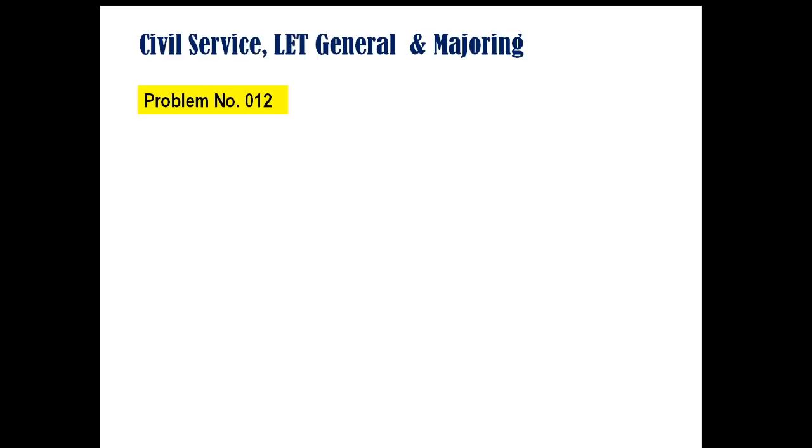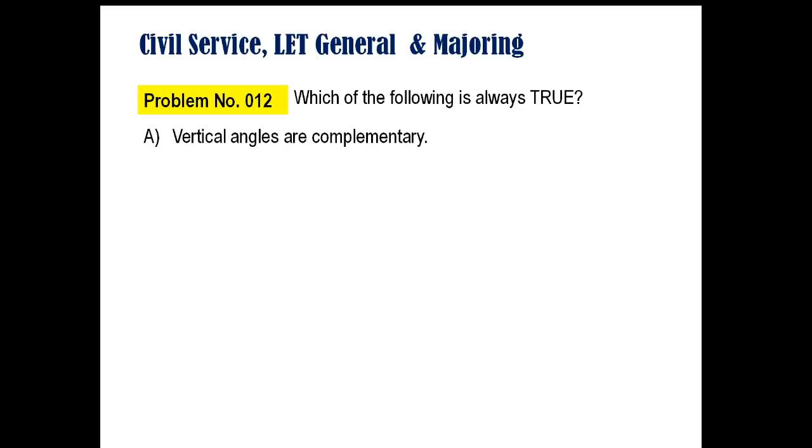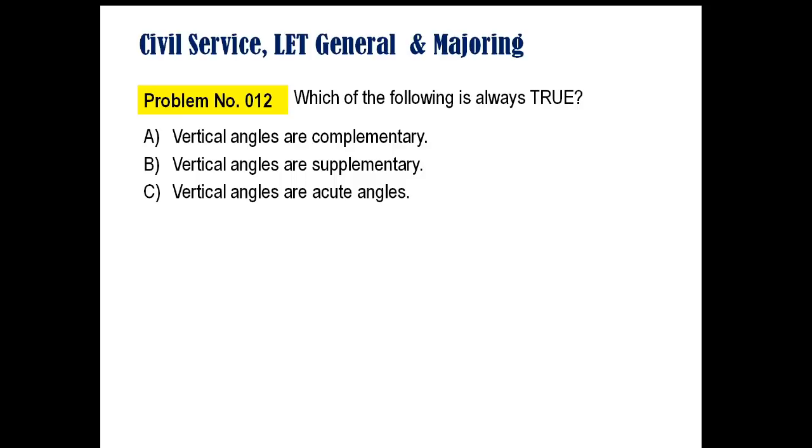Problem number 12. Which of the following is always true? Letter A, vertical angles are complementary. Letter B, vertical angles are supplementary. C, vertical angles are acute angles. And D, vertical angles are congruent. Okay, solution.